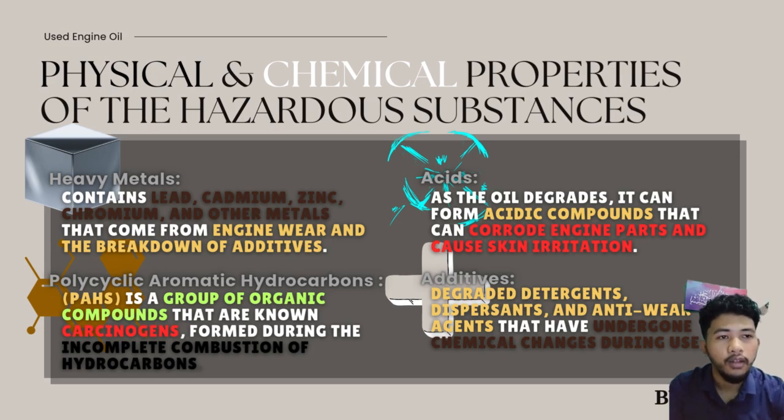Okay, and then the chemical properties of the hazardous substance. Firstly is heavy metals, which contains lead, cadmium, zinc, chromium and other metals that come from engine wear and the breakdown of additives. Secondly is polycyclic aromatic hydrocarbons, which is PAH. It is a group of organic compounds known as carcinogens, formed during the incomplete combustion of hydrocarbons, which shows the carcinogenic effect and the dangers of used engine oil.